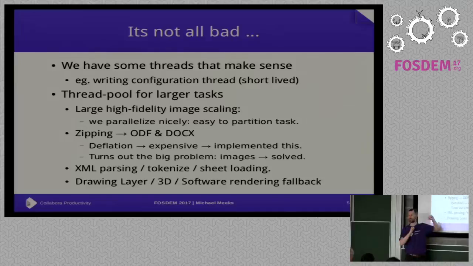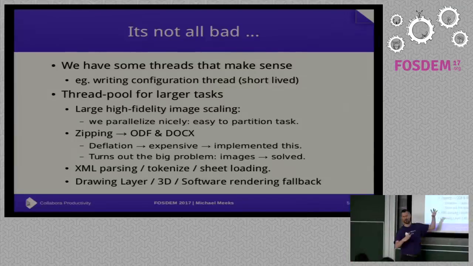I added this to the bottom because I didn't know about it till I saw the talk before. If you have huge high-fidelity images you want to scale, we do that across as many threads as we can steal. Things like zipping ODF: we did a whole lot of profiling work to find why it's slow to save files. It turns out that a lot of the time was zipping stuff. Deflate is quite expensive, so we spent a lot of time threading that and optimizing it. And then it turned out we were trying to zip images. If you zip a JPEG, it gets bigger, and you just throw it away at the end. So you might as well just not bother zipping. And actually, the images are most of our files.